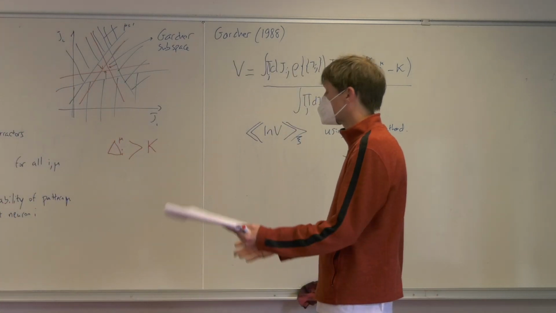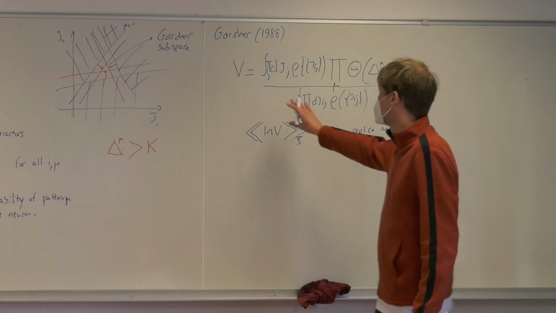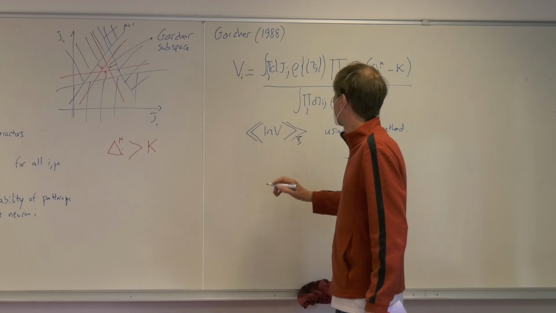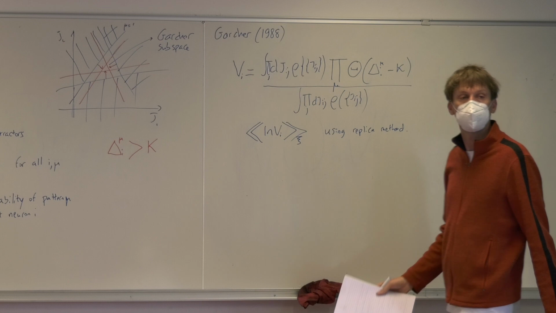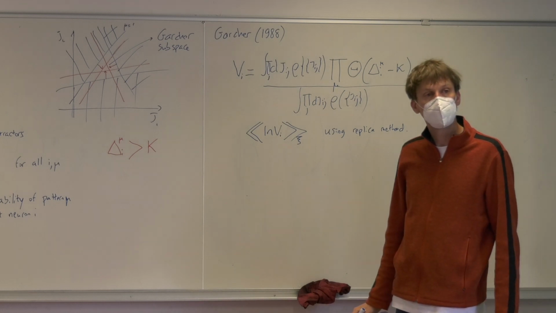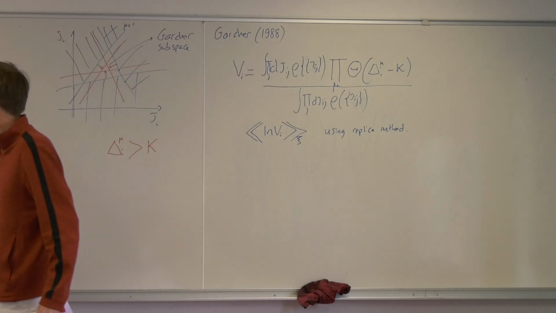Okay, so this is the volume for the ith neuron. Exactly, this would be the i, right? Excuse me, could you repeat what the double bracket average is? Yeah, that's the average over the distribution of patterns.